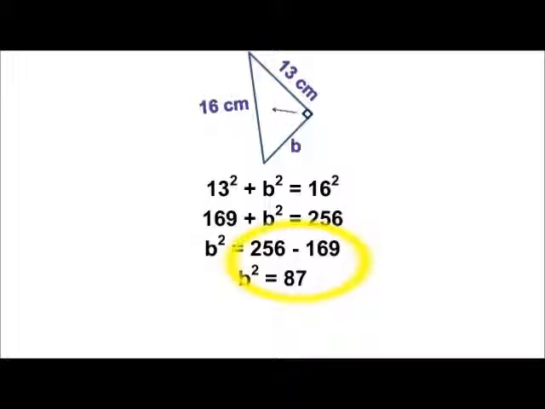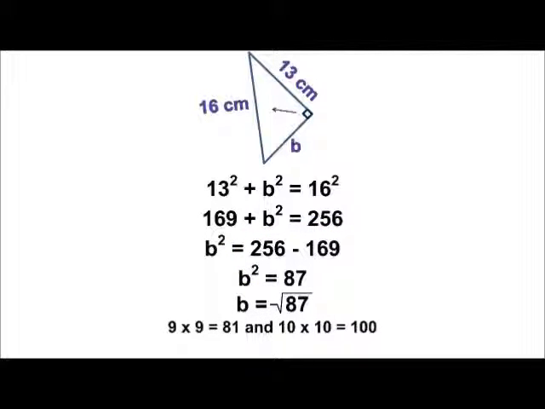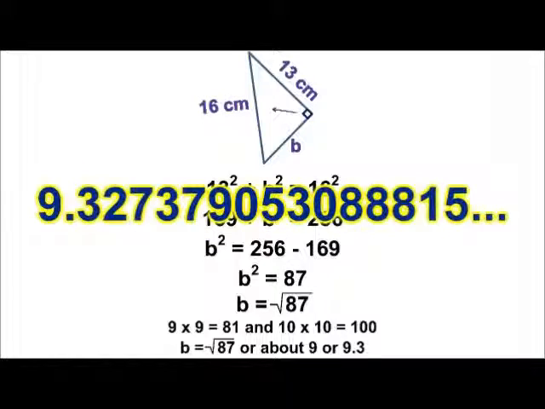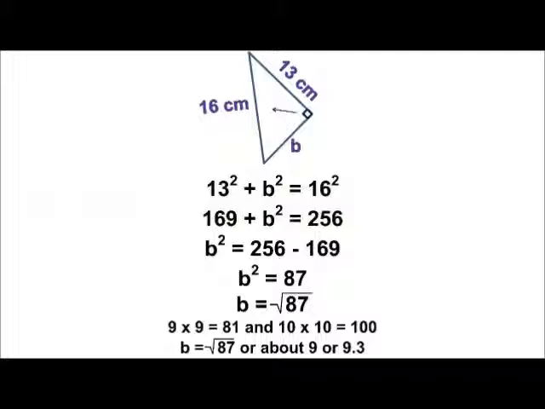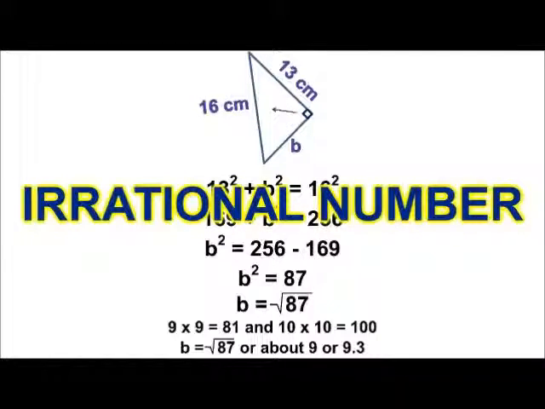But 87's not a perfect square. It's between 81 and 100. But if you think about it, it's closer to 81. So the missing leg is the square root of 87, or about 9, or more exact, about 9.3. Or if you want to be silly, it's about 9.327379053088815... which is just an irrational number.